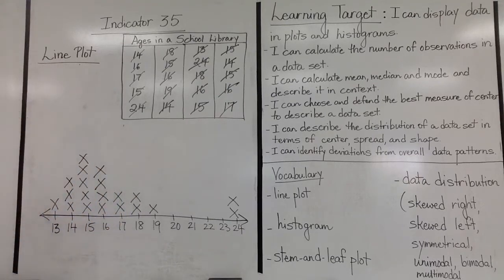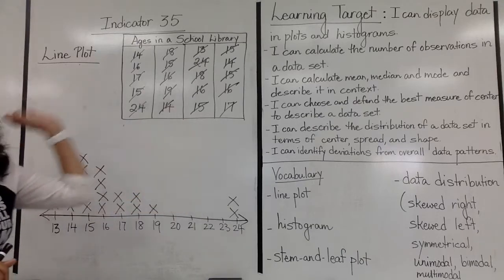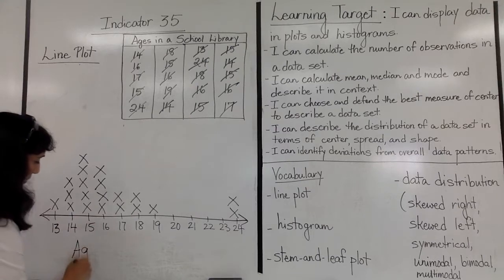All right. Now, once I have this, make sure that you count that you have the right amount of people. 1, 2, 3, 4, 5, 6, 7, 8, 9, 10, 11, 12, 13, 14, 15, 16, 17, 18, 19, 20. That is correct. Okay. So this is just telling me that this is ages of people in a school library.